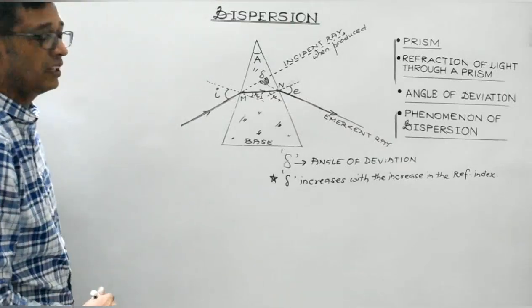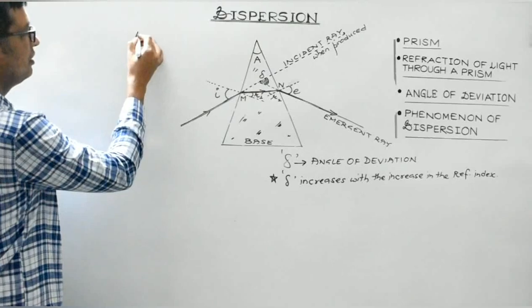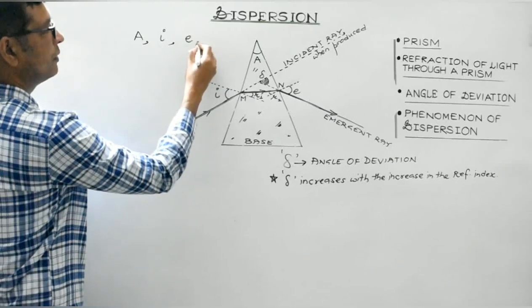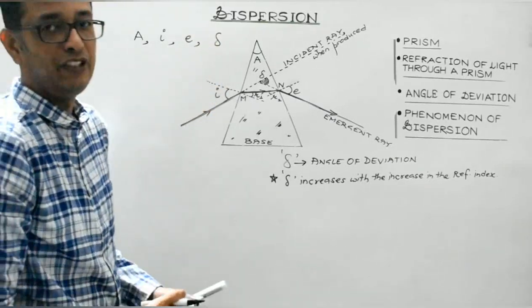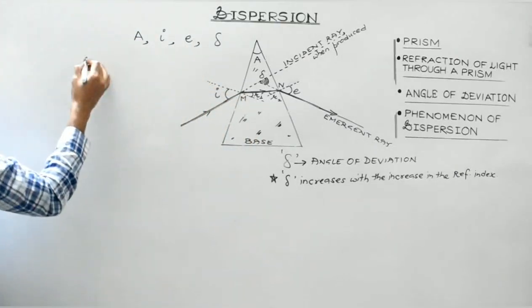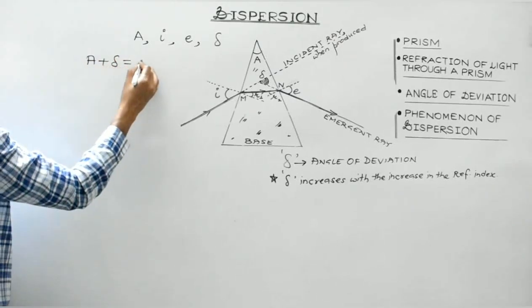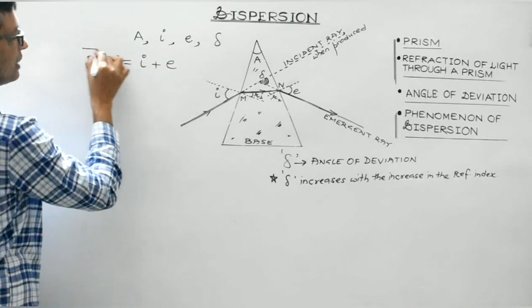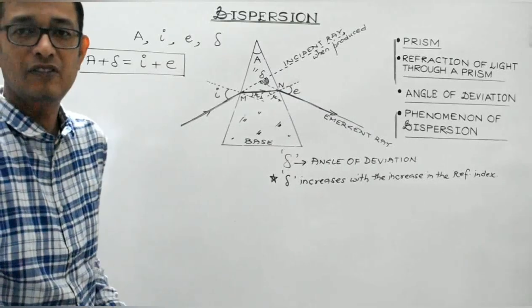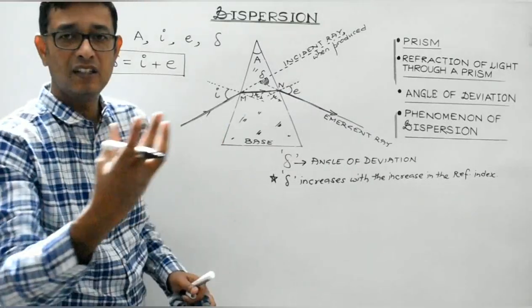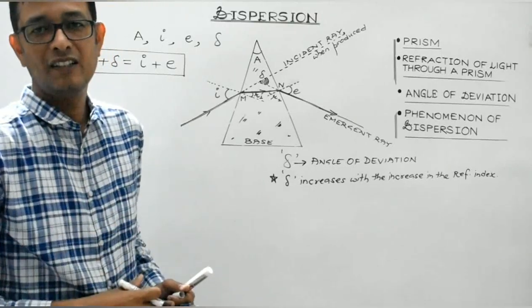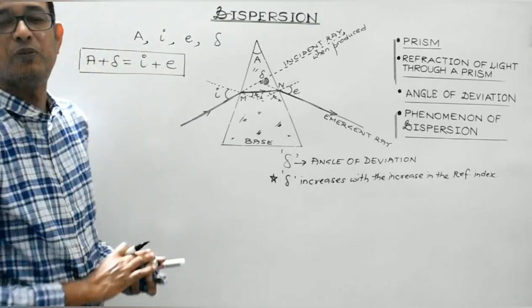And one more thing, students. There is a relationship between A, the angle of prism, I, the angle of incidence, E, the angle of emergence, and del, the angle of deviation. There is a particular relationship between these four. So the relationship is A plus del is always equal to I plus E. Again, there is a mathematical verification for this, and you can verify it experimentally in your respective labs. You only require a glass prism, pins, a piece of A4 size paper, and a wooden plank.